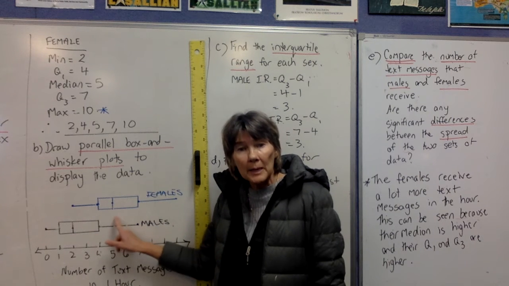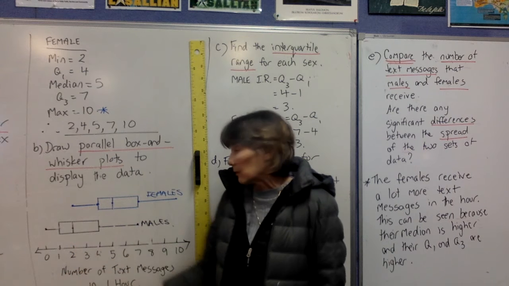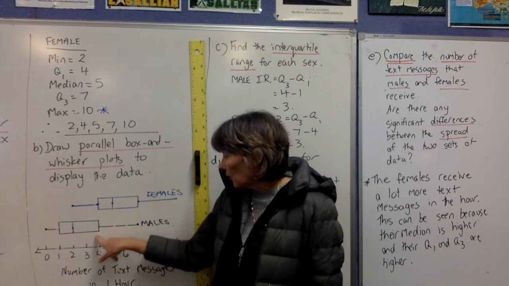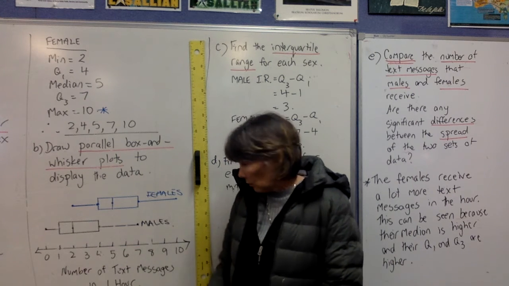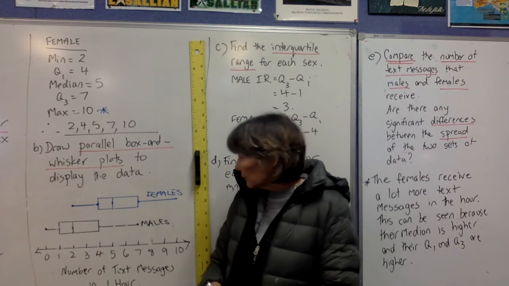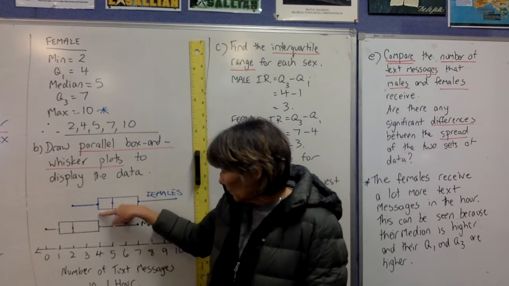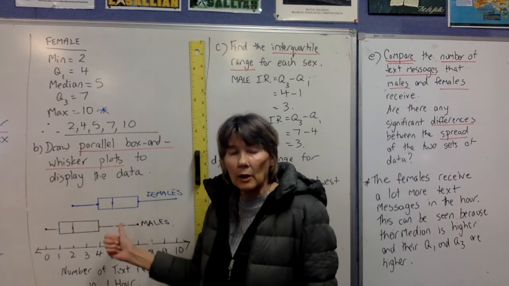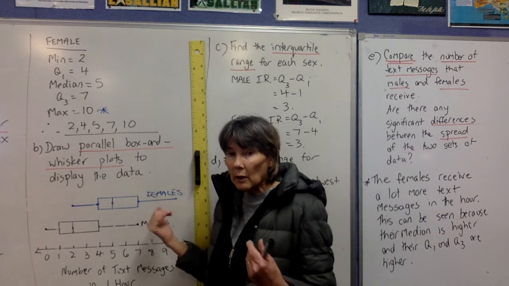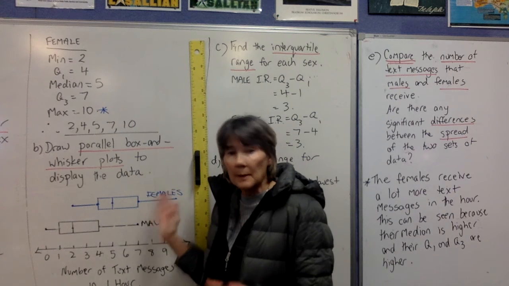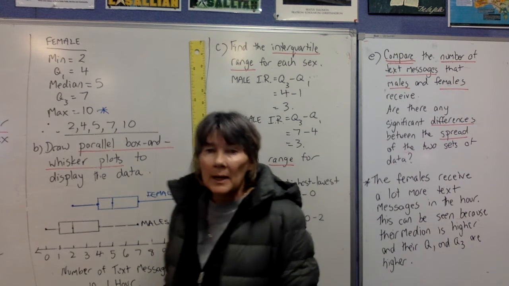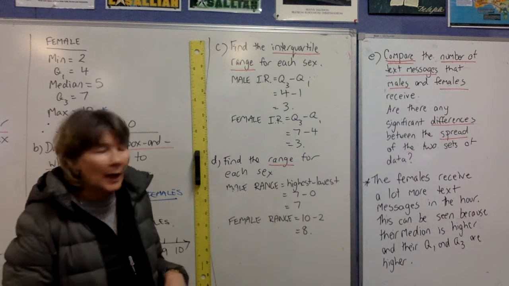So the median for the females was a lot higher than the males. Also, if you look at Q3, the Q3 for females was 7, Q3 for males was 4. So that's a lot higher too. And if you look at Q1, the Q1 for the females was 4, and Q1 for the males was 1. So that's a lot higher. So you've got Q1 higher, median higher, Q3 higher. It looks really obvious now by looking at the box plots that the females definitely receive a lot more text messages than the males do. So that's the main conclusion we can say about that.